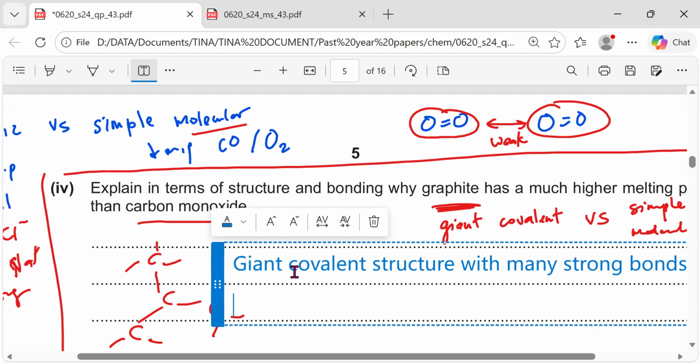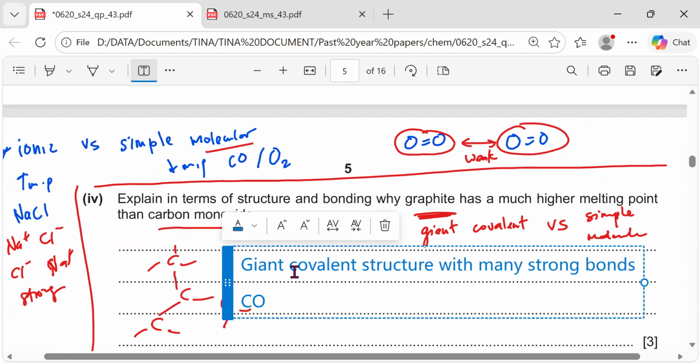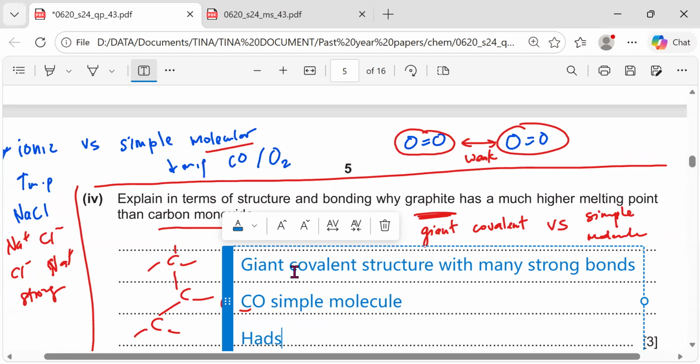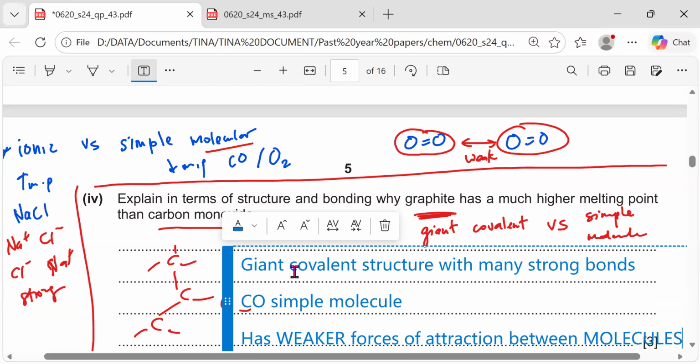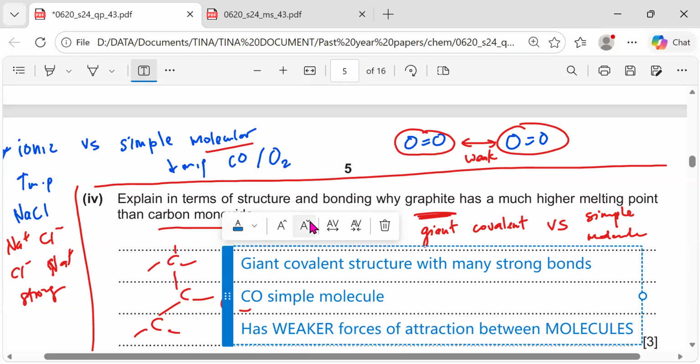And then the other one, CO, is a simple molecule. Everyone knows the intermolecular forces are weak, but you must mention it is weaker. It has weaker forces of attraction between molecules. And another keyword is molecules. Get it? Understand that?